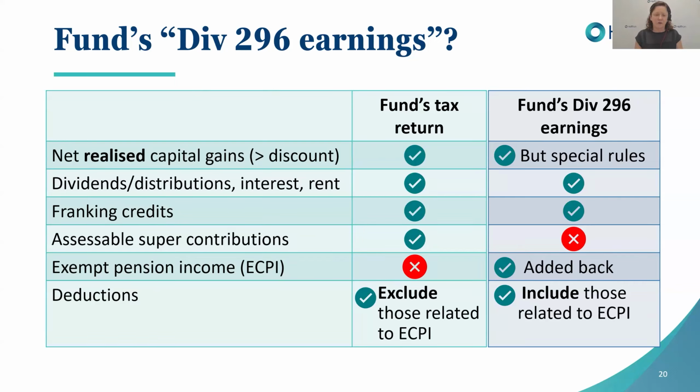And let's say that fund earns $500,000 worth of rent in a particular year. For the fund's tax calculation, we would know that that whole 500 grand would be exempt income. We wouldn't pay any tax on that. But from the point of view of the fund's Div 296 earnings calculations, we have 500 grand of rent included in our earnings calculation because we ignore the fact that we're in pension phase.